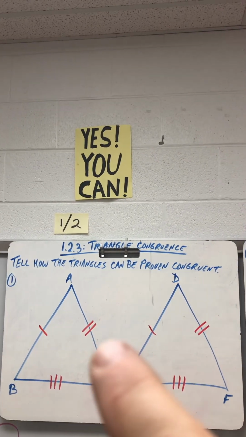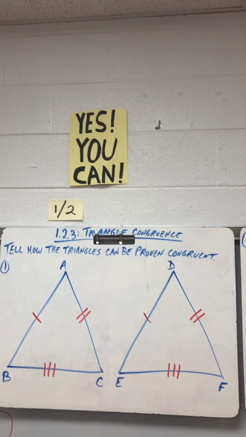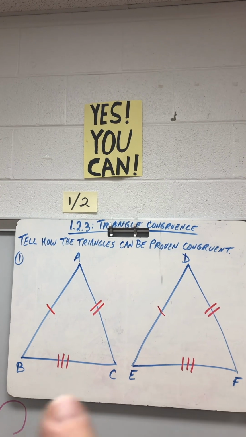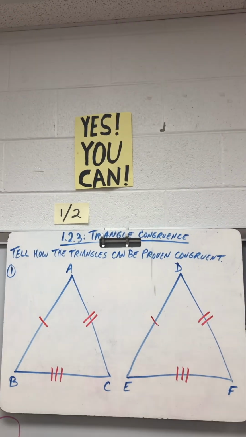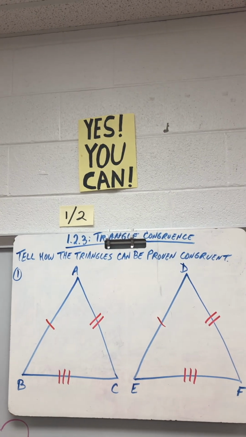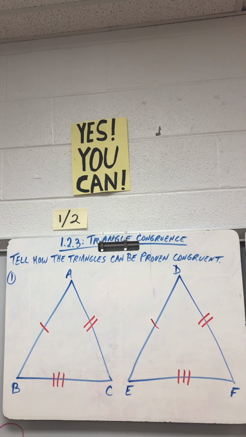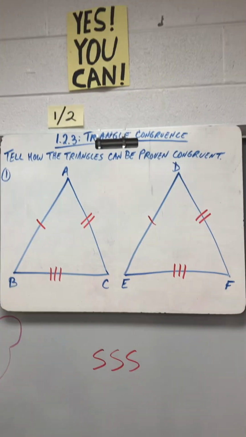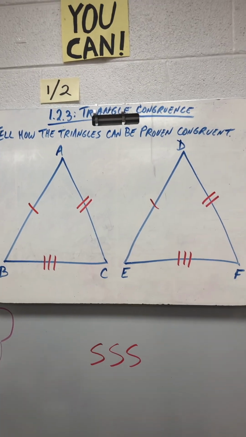There's two slashes here and two slashes here, meaning those two sides are congruent to each other. Three slashes here and three slashes here, meaning these two sides are congruent to each other. Okay? So you have all three sides of one triangle congruent to all three sides of another triangle. We call that side, side, side, or SSS.